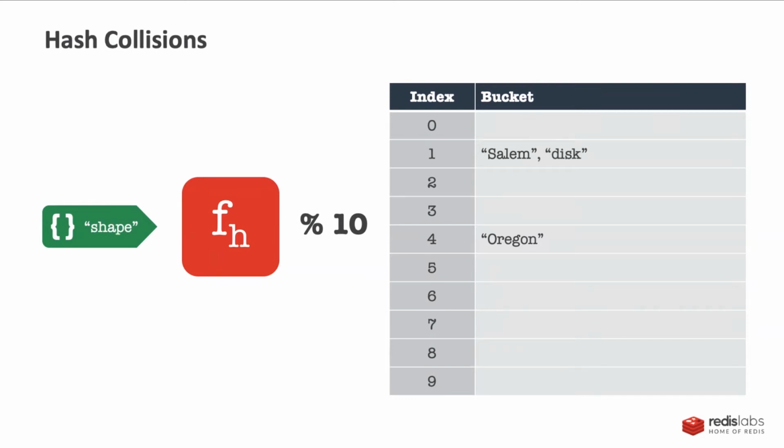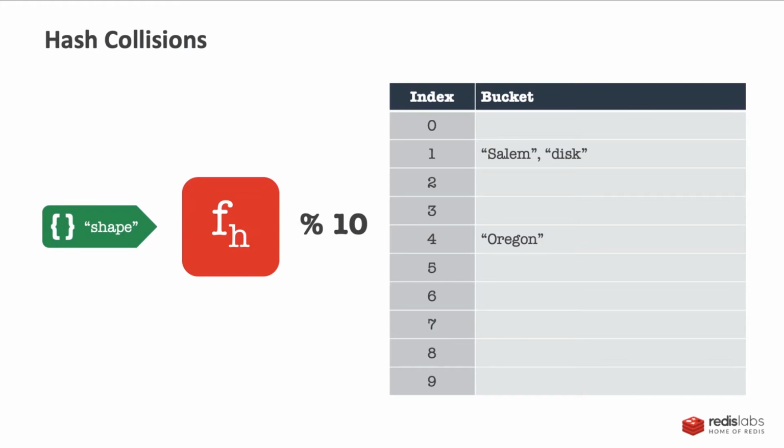But sometimes we'll get a hash collision. So shape, we are arbitrarily saying here, is going to have a hash that ends in 1 as well. And so if we try to put it in position 1, there's something there already. And this is why these buckets aren't just buckets of strings or buckets of whatever our type is. The buckets are linked lists, because what we store in that linked list is the key and the value.